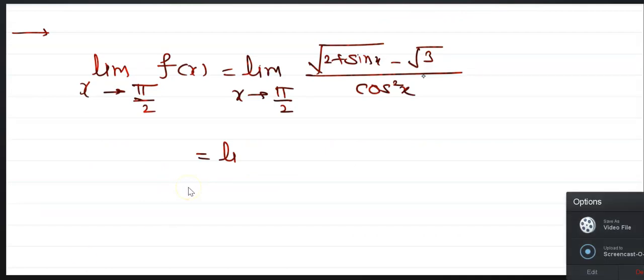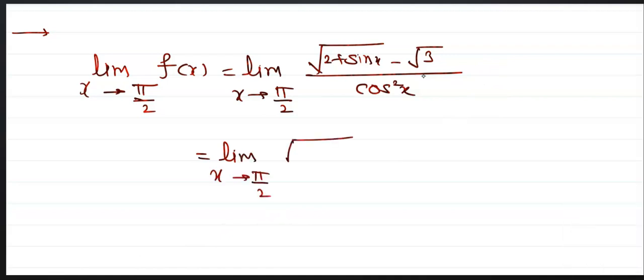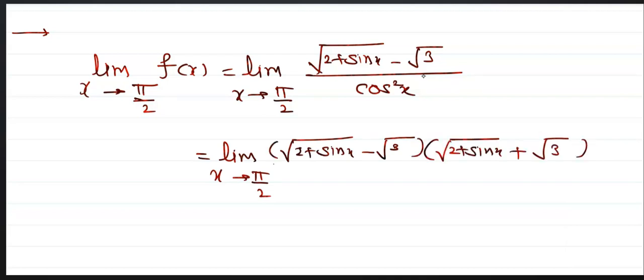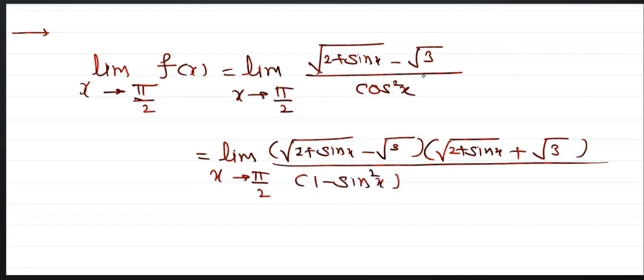Now what's happening here? The given function is continuous. The limit of the function is equals to the value of the function. That's why our job is to find out the limit of this function only. Now to solve this limit, we will multiply. This is an irrational number. To the numerator, we multiply its rationalizing factor. That is limit x tends to pi by 2 root of 2 plus sin x minus root 3 into root of 2 plus sin x plus root 3.